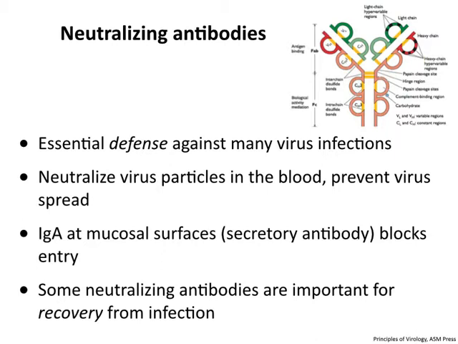We also make a certain kind of antibody at our mucosal surfaces. It's actually secreted and placed on the mucosal surface right in the mucus. It's called IgA. And this blocks entry of many viruses that come in by those routes. For the most part, antibodies are important for protection. There's always some exceptions, of course.